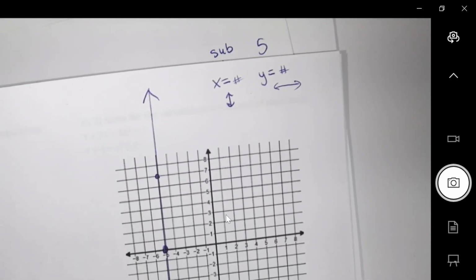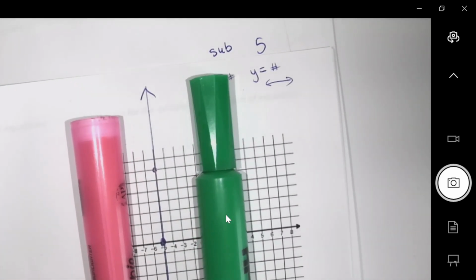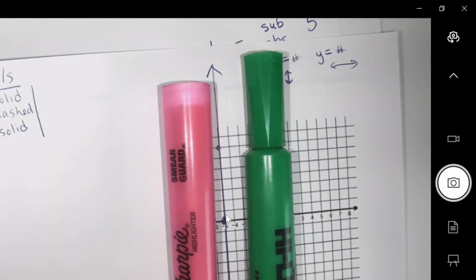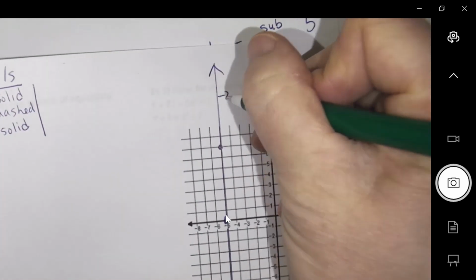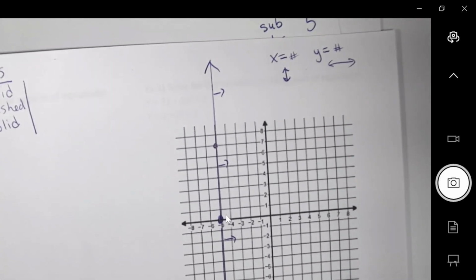Okay, I got my colors. Green or pink? What's the inequality here? Greater than that line. Green is on the greater, so I'm just going to give myself a little note here. When I'm done, I need to make sure I'm on that side.